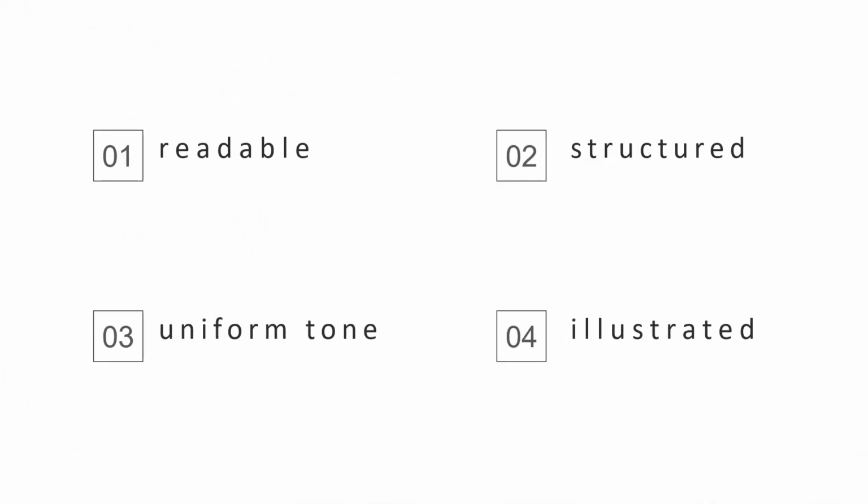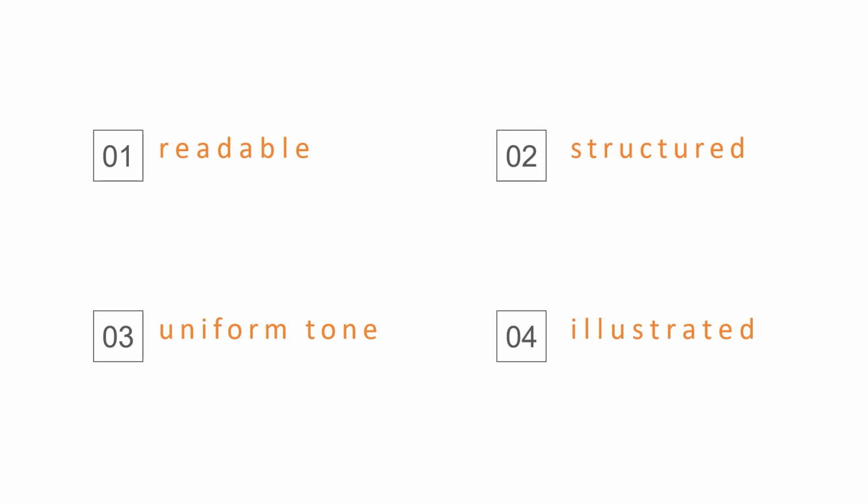Readable. Structured. Uniform tone. Illustrated. One of the most important purposes of PowerPoint presentation is communication, which is the effective communication of information. So how can the information be better conveyed? The most basic thing is that the audience can know a few key points after a glance, so it is necessary to read comfortably and clearly.